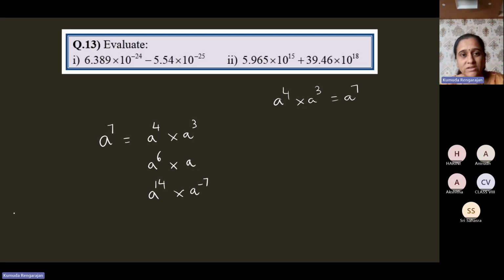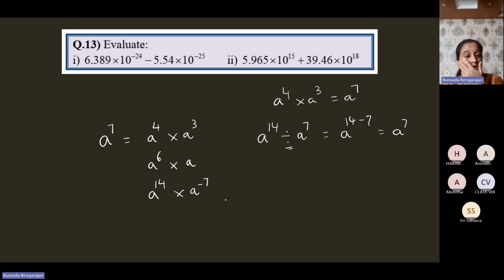So how did you get this answer? The earlier step should have been a to the power 4 into a to the power 3. Or it could have been a to the power 6 into a. We're not using division. By division also you can get a to the power 14 divided by a to the power 7. When bases are same and it's division, we subtract the powers. So a to the power 14 minus 7, which is a to the power 7. No, we're not using this division operation.